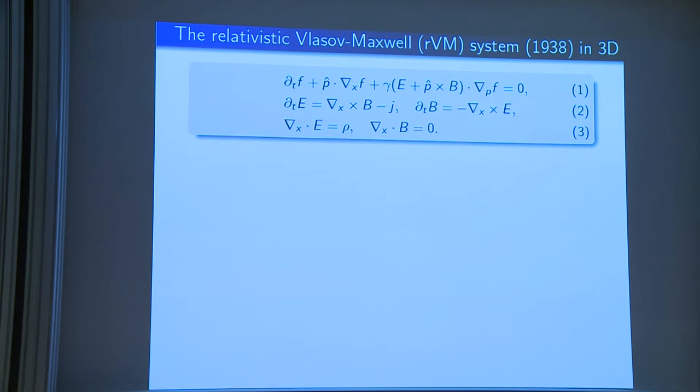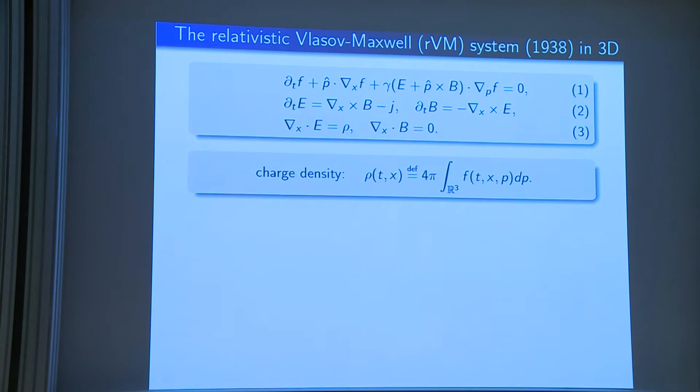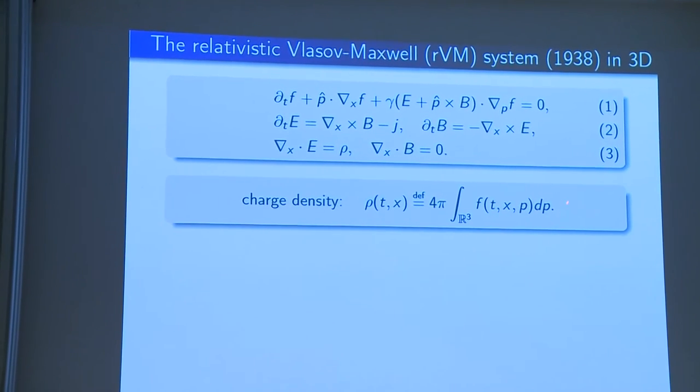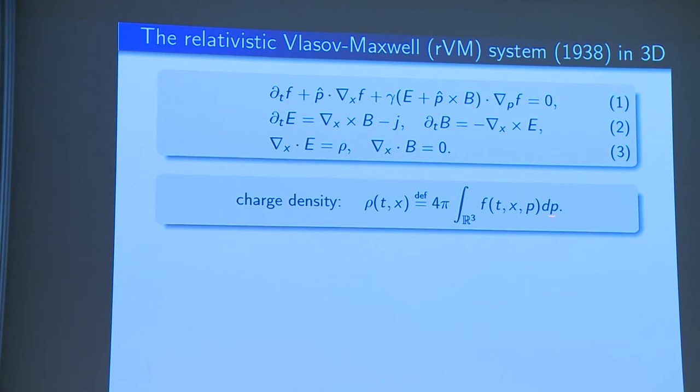These are just the standard linear Maxwell's equations. Partial t E plus the curl of B minus J, and then partial t B is equal to minus the curl of E, and you have these constraints. The divergence of E is equal to rho, and the divergence of B is equal to zero. Here, rho is the charge density, and it's the integral of f with respect to p, where p is a momentum variable. Now you see that p is in R3.